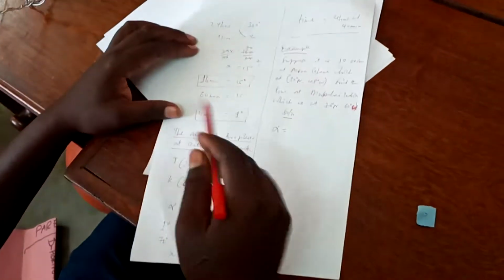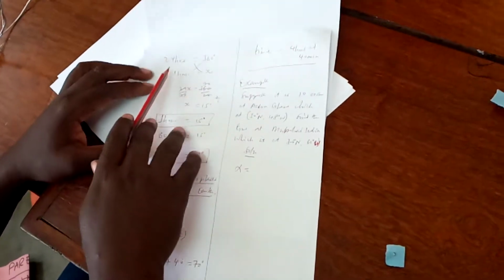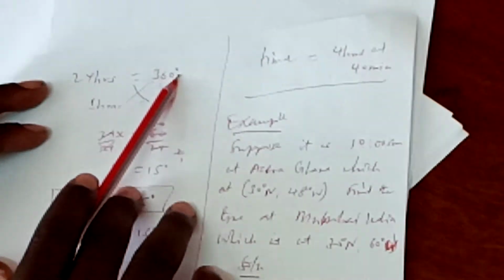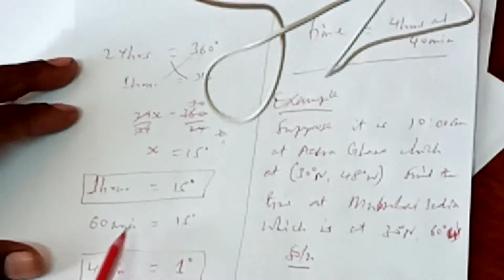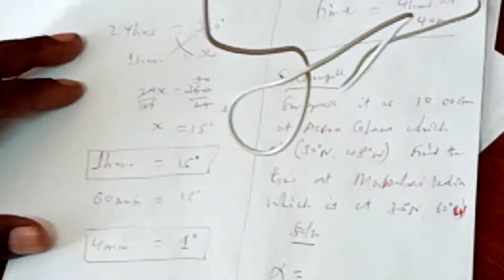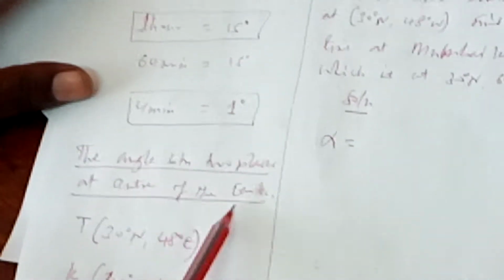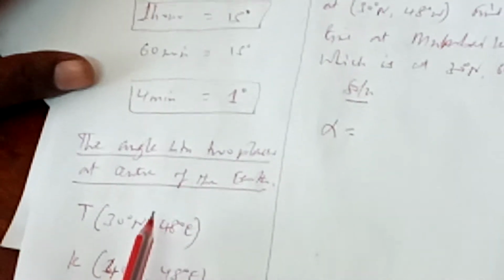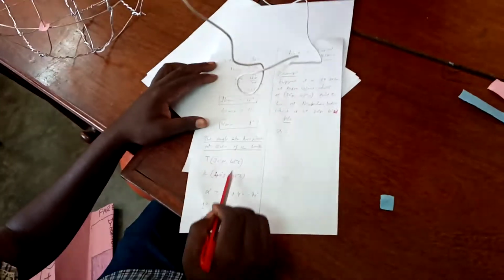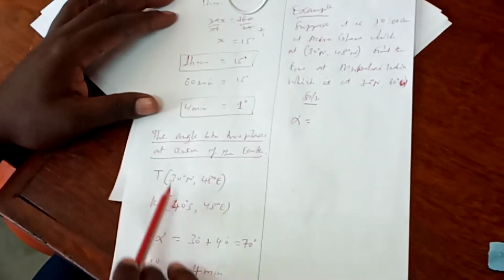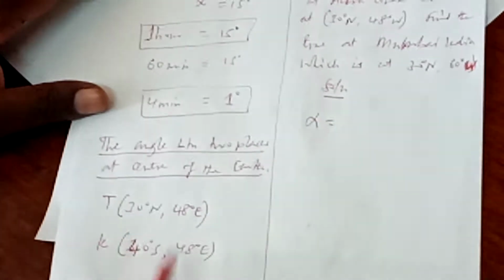Now, the Earth rotates on its axis in 24 hours, so it rotates 360 degrees in 24 hours. If you convert that, in 1 hour it rotates 15 degrees, and 1 degree is rotated in 4 minutes, because 1 hour is 60 minutes. Before everything, you must know how to find the angle between two places. To find the angle between two places, you look at whether the positions are on the same side of the equator or of the prime meridian.